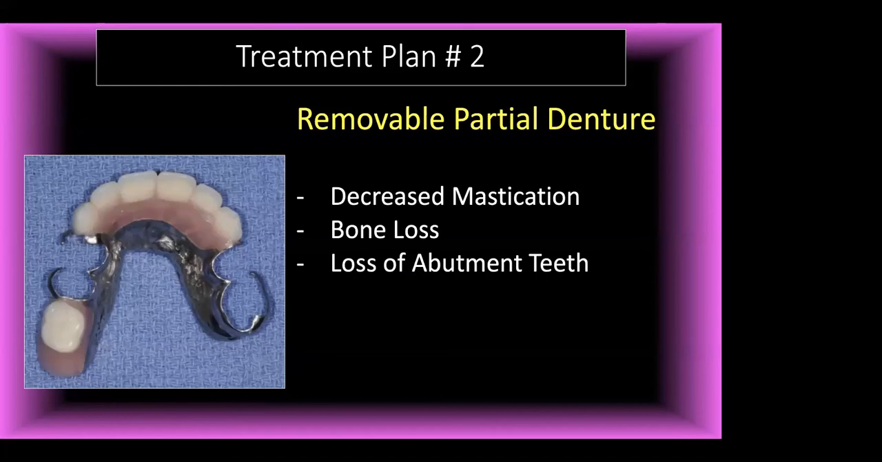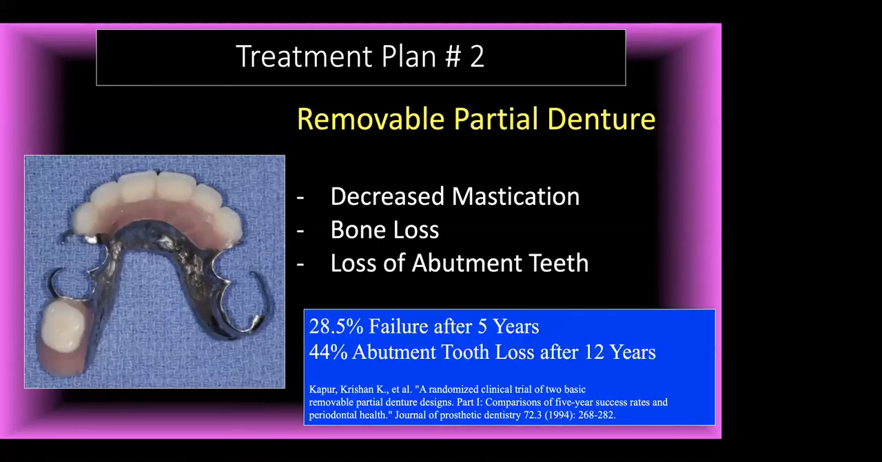Treatment 2 would be a partial denture: decreased mastication, bone loss, loss of abutment teeth. Now, why do you want to give the patient the option of a partial? Well, again, talk about the disadvantages of a partial. I have one study here; if you look at the textbook, I have multiple studies. But just in this study, after 5 years, you have a 28% chance of failure. After 12 years, about 44% of the abutment teeth will be lost. So, Mrs. Smith, yes, we can make you a partial, but these are the consequences of wearing a partial.